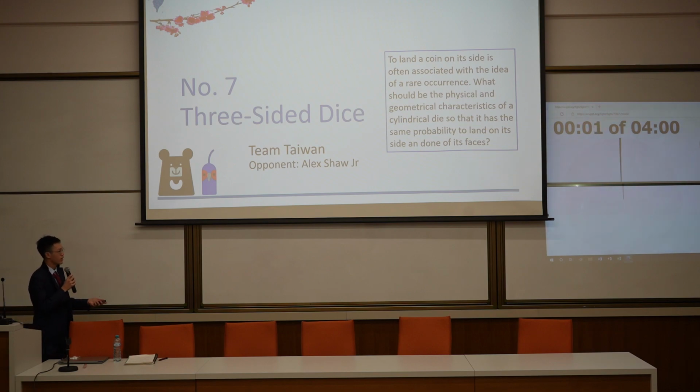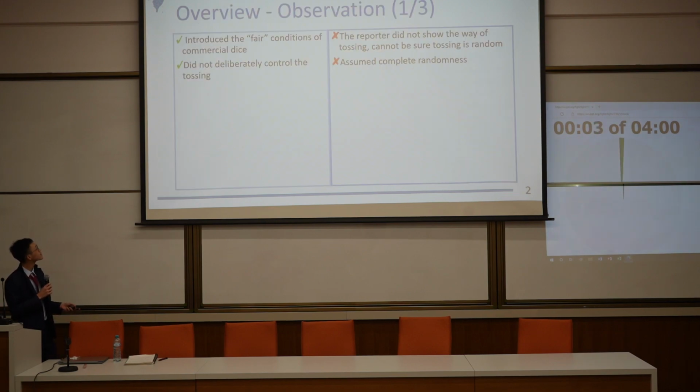Okay. So today I'll be presenting 3-sided dice. So here's the overview of the presentation. The pros are that the reporter introduced the fair conditions of different commercial dice. She also deliberately controlled the tossing, which was an experimental way to prove her theory of complete randomness.